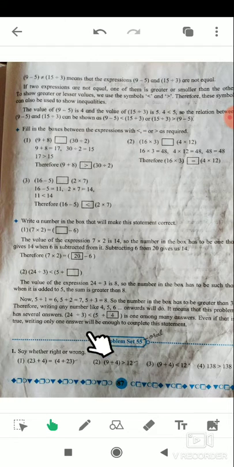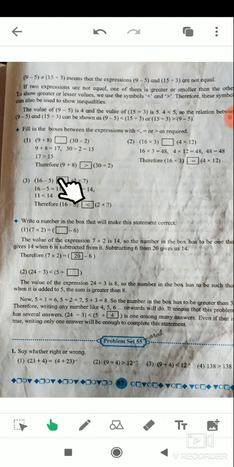So I will solve directly the problem set 55. First of all, 9 subtracted by 5 is not equal to 15 divided by 3, because 15 divided by 3, the answer is 5, and 9 subtracted by 5, the answer is 4, so which is unequal. So it shows the unequal sign.